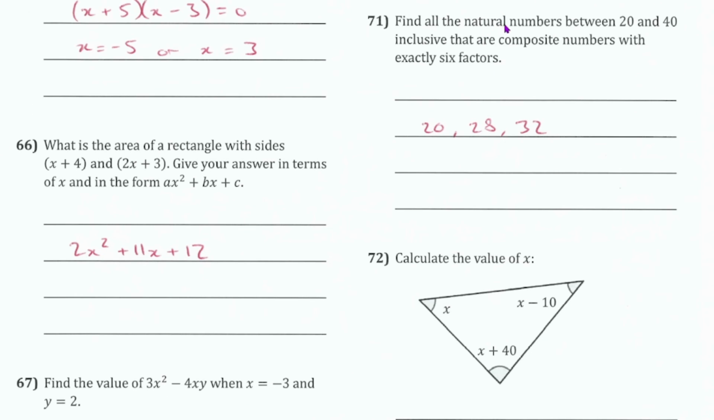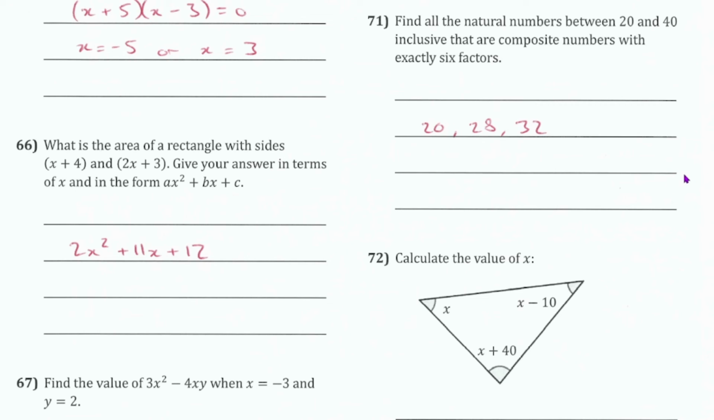Now this one was a very tricky question because it had a lot of language skills in here. Find all the natural numbers, so we're looking for counting numbers, right? 20, 21, 22, 23. Inclusive, meaning we're also looking at 20 and 40 as potential numbers that could be here, that are composite numbers with exactly 6 factors. So a composite number is a number that is not a prime, right? So we'd go through and write out our list of numbers 20 to 40, and we'd immediately cross off anything we know that is a prime number.